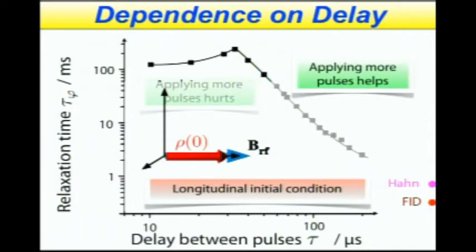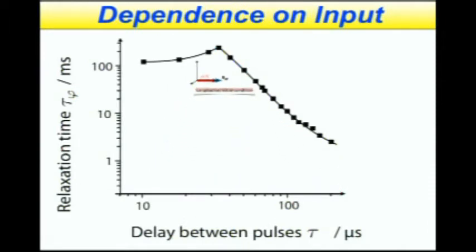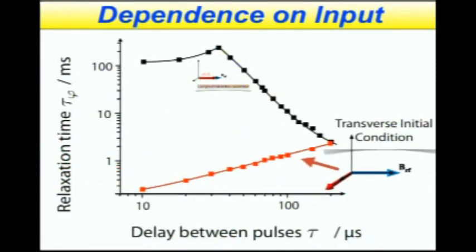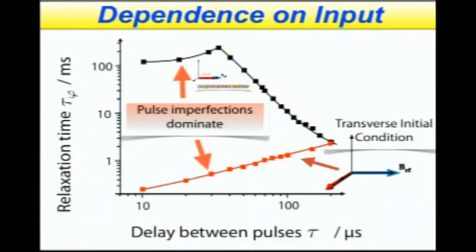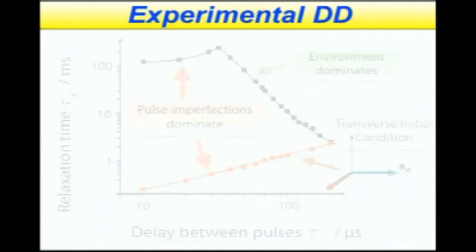So normally in quantum information, you don't know what the state of the system is, or you want to preserve arbitrary states. And specifically, in addition to the longitudinal initial condition, you should look at the transverse initial condition, where the spins are perpendicular to the orientation of the rotation axis. And in this case, the dephasing time does not get longer, it gets shorter. So applying more pulses hurts under this condition. So why is that?